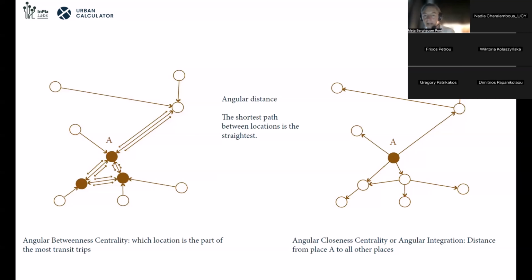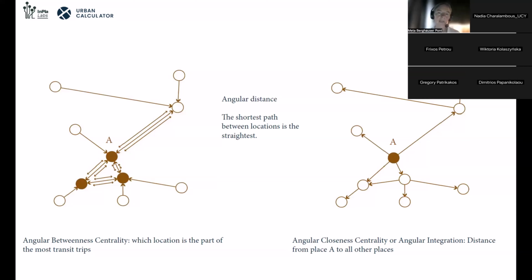And then we have, on the other hand, angular closeness centrality, also sometimes called integration. And that is a measure that tells us something about the distance from place A to all other places. So how easy can you access all streets or all public spaces from one location? And you do this for each location or each street segment in the city, and then each of them will have a different level of this integration or accessibility to all other street segments.